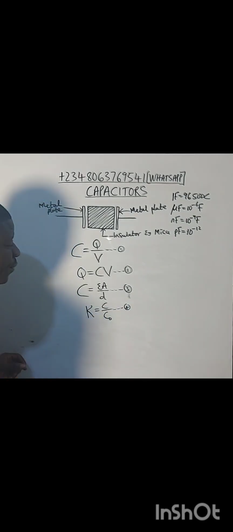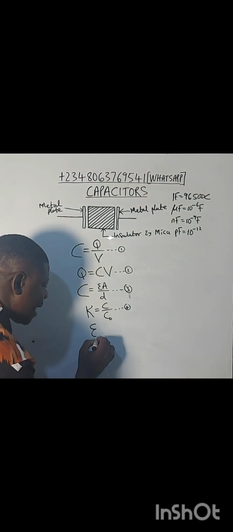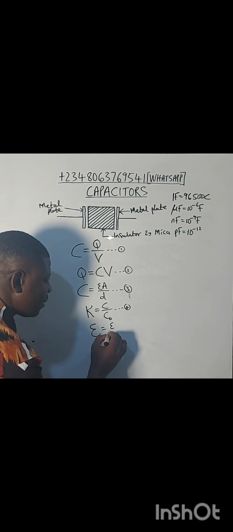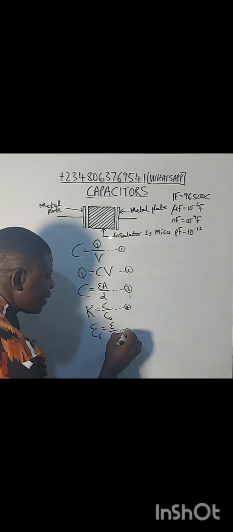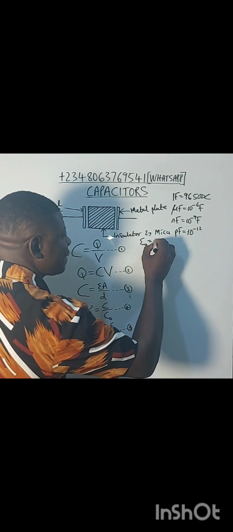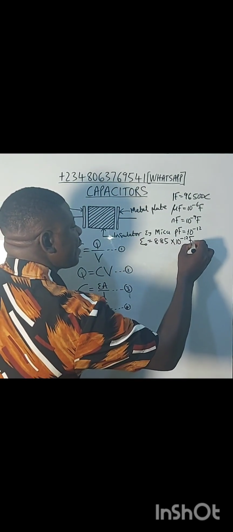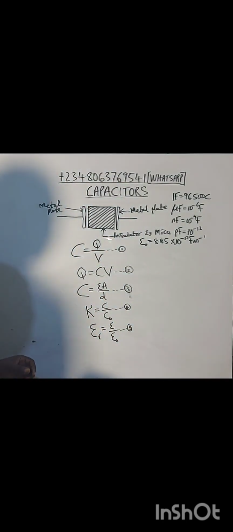Then the dielectric constant, K, is given as C over C naught. That's equation 4. Then we'll have our relative permittivity, epsilon R, given as permittivity of the medium all over permittivity of free space. That's equation 5, where the permittivity of free space is given as 8.85 times 10 to the power negative 12 farad per meter.